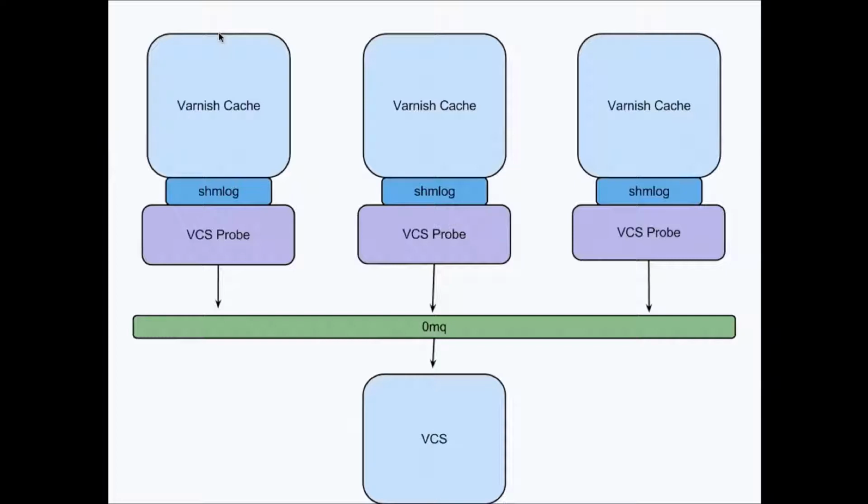So this is basically the VCS architecture, how it works. We have Varnish Cache installations, maybe a cluster of 3 servers here. Another essential part of Varnish Cache is the shared memory log, where Varnish logs everything that happens. VCS is connected to Varnish Cache through the shared memory log by having a probe that listens to what happens in the shared memory log. Whenever there are events that VCS needs to know about, messages are pushed over 0MQ to the central VCS installations.